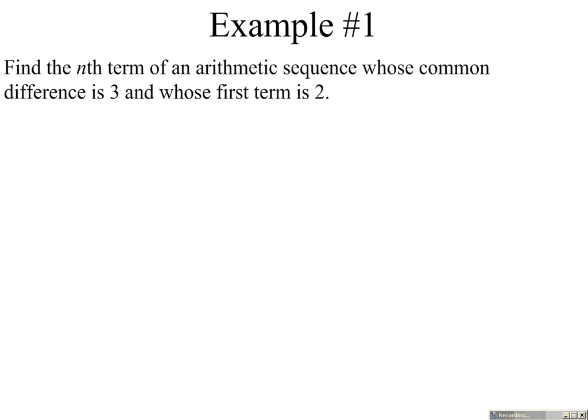Find the nth term of an arithmetic sequence whose common difference is 3 and whose first term is 2.